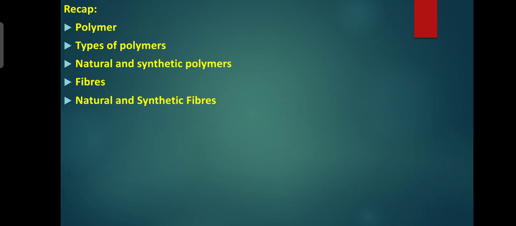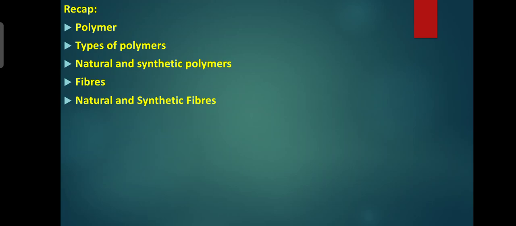In the previous section, we saw polymer chemistry, types of polymers, natural and synthetic polymers, and fibers. What are polymers? The word polymer is of Greek origin. Poly means many and mer means basic smaller unit. Polymers are very long chains made up of repeating smaller molecules called monomers that are joined together by covalent bonds, and the process is called polymerization.